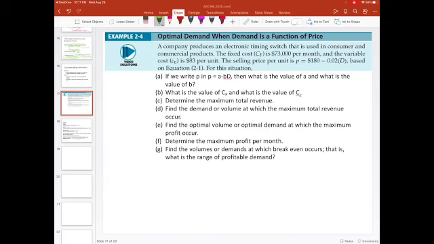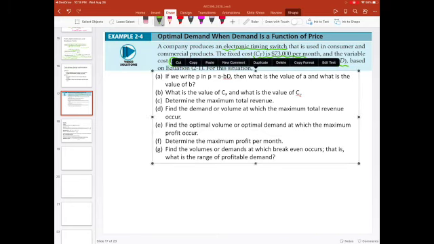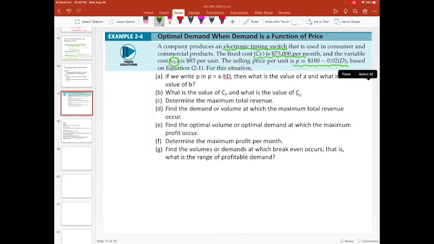So this company produces an electronic timing switch that is used in consumer and commercial products. So this electronic timing switch, that's something you want to sell. The fixed cost C_F is $73,000 per month, okay? And the variable cost C lowercase v is 83 per unit. The selling price per unit is P equals $180 minus 0.02D.